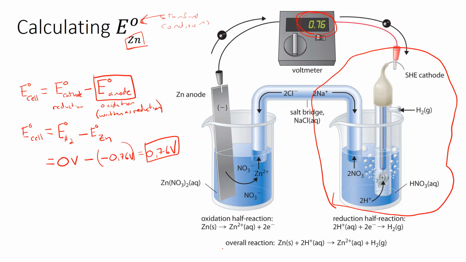And so our overall reaction here is going to be this zinc solid reacting with H plus. So in this case, we're talking about an acidic solution to form zinc 2 plus and hydrogen gas. Now, under these conditions, if we were to think about the concentration of the zinc in solution here, it's under standard conditions. So this would be 1 molar zinc, and over here, we would have 1 molar H plus.